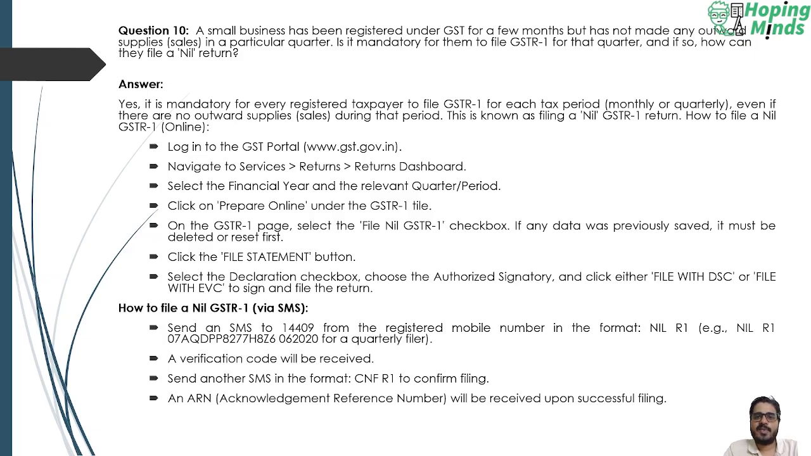This activity has to be done in the subsequent period's GSTR1 return. A small business has been registered under GST for a few months but has not made any outward supplies in a particular quarter. Is it mandatory for them to file GSTR1 for that quarter? And also, how can they file a nil return?